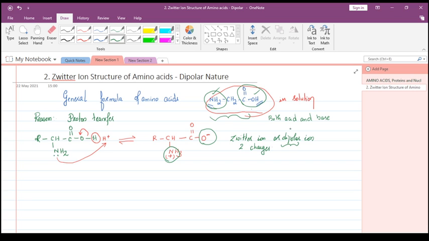In solution, the zwitterion will be in an equilibrium state. Nothing is permanent. The arrow here means it is an equilibrium; there is a shift from one side to the other. Another important topic which I want to deal with today itself is the isoelectric point. So one is the zwitterion, and the second one is the isoelectric point.